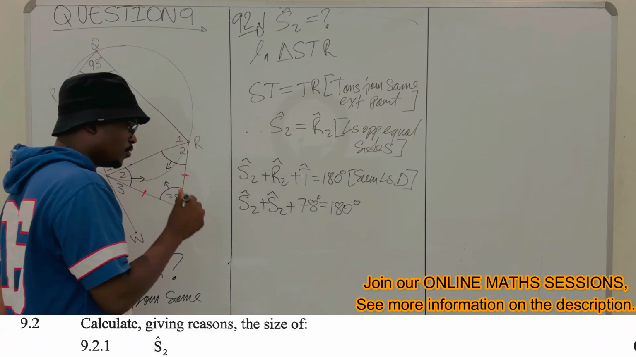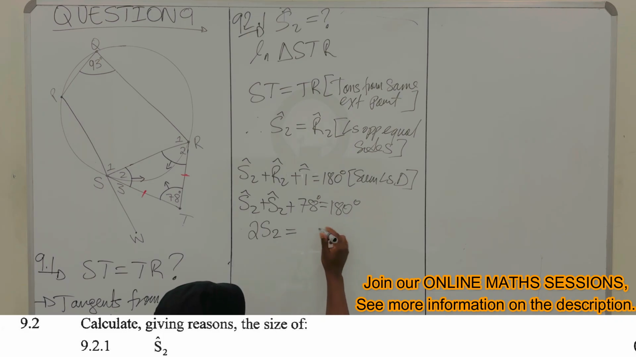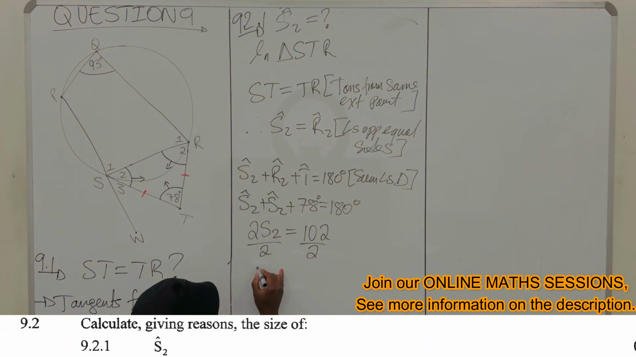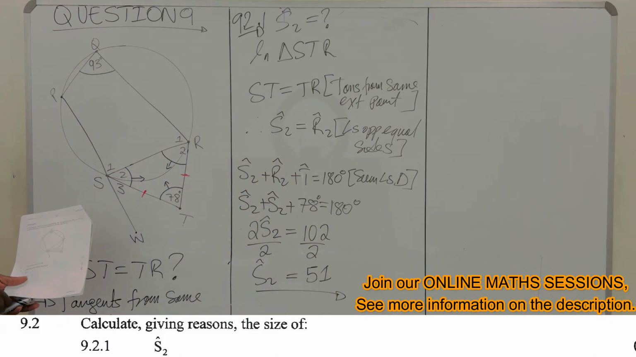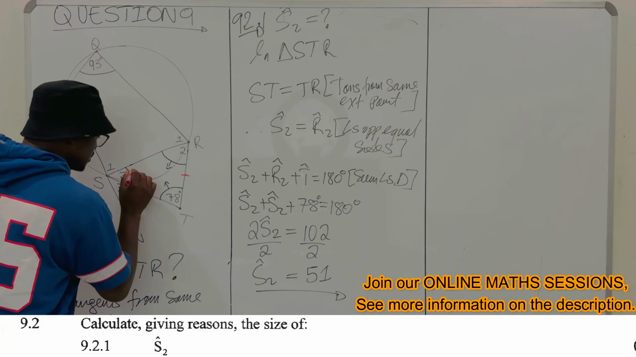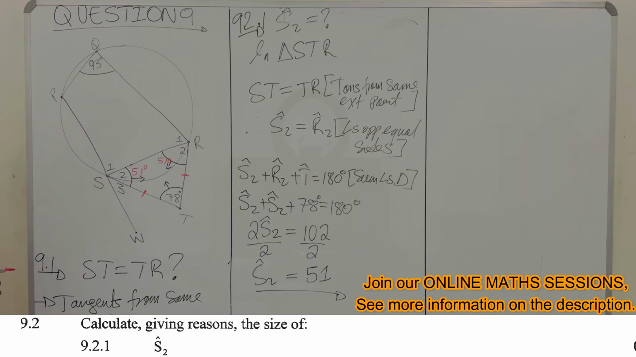In that case, we're going to have two S2s equal to 180 minus 78, which is 102. Then divide by 2, divide by 2. You get that your angle S2 is equal to half of this, which is 51 degrees. So angle S2 is equal to 51 degrees. What we have here is 51 degrees, and this one is also 51 degrees, because these two angles are equal. We're done with S2.